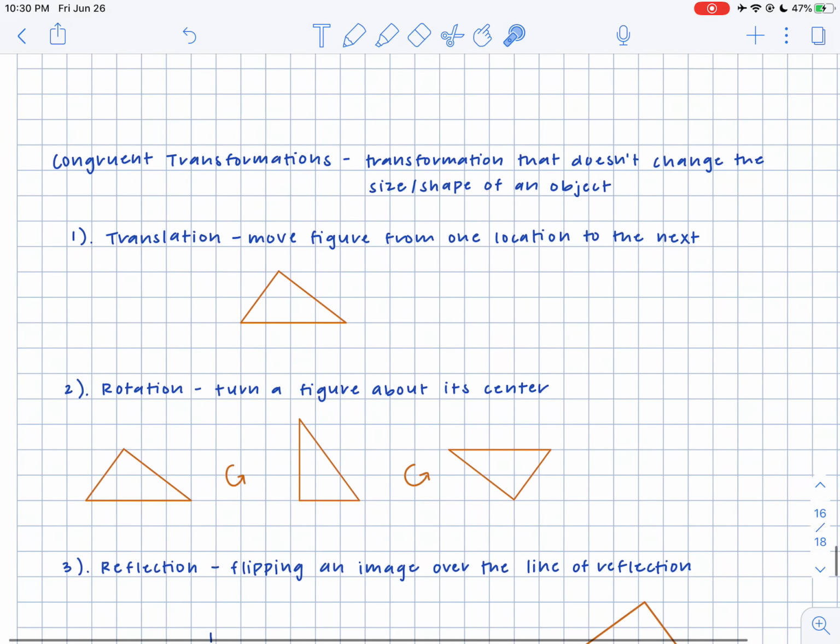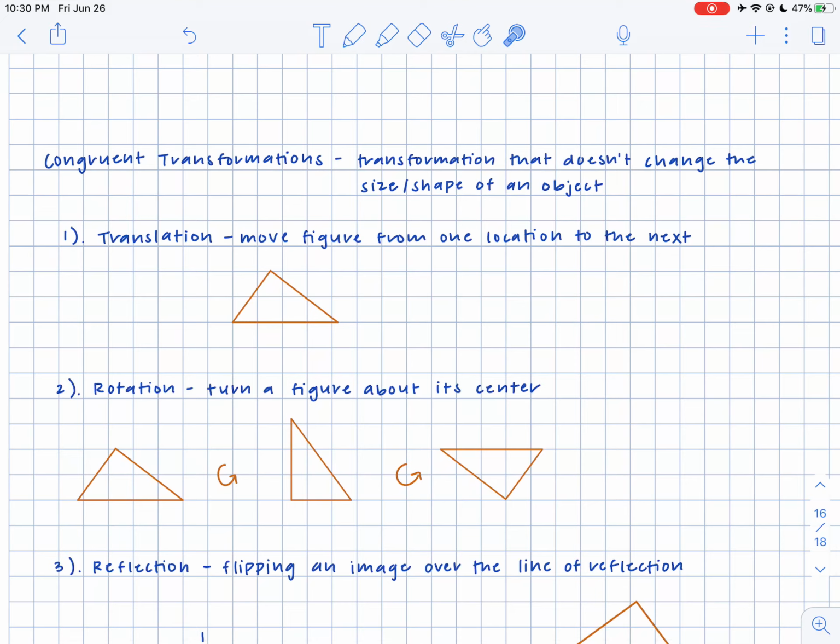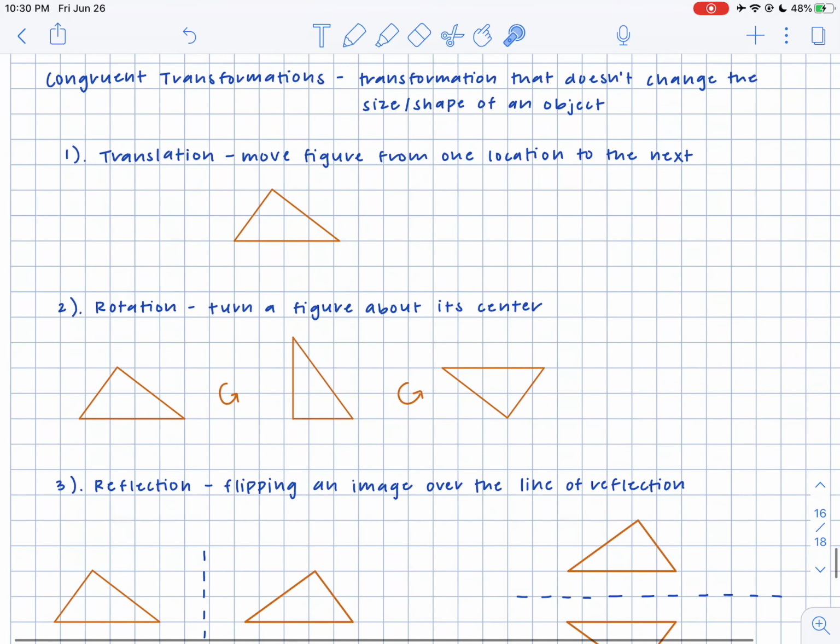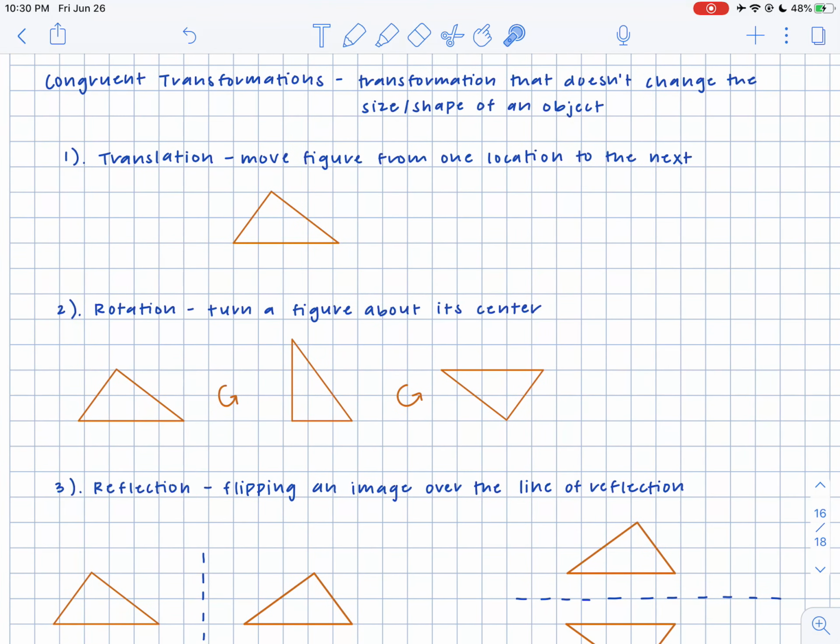So let's move on to congruent transformations. This is a transformation that doesn't change the size or shape of an object. That means no matter if you move it through these three transformations that I have written here, the angles will stay the same and the measures of these segments will stay the same.